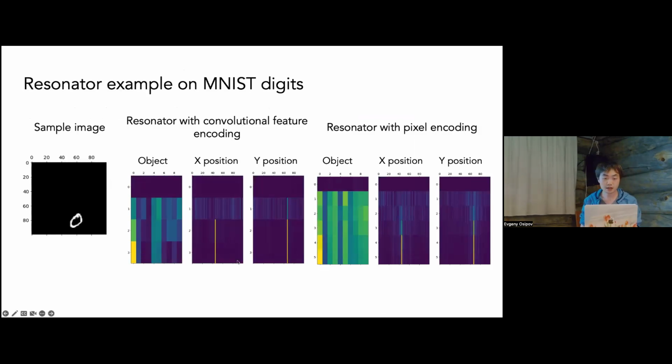This X and Y position, are they specific coordinates, or is it a span along the X and Y axis? So what it is, it's an FPE vector of different positions or scalars.